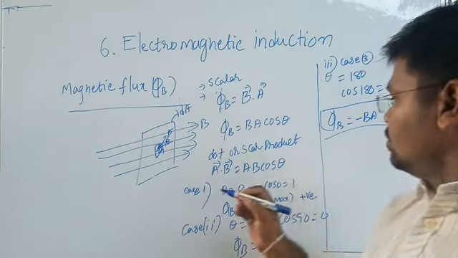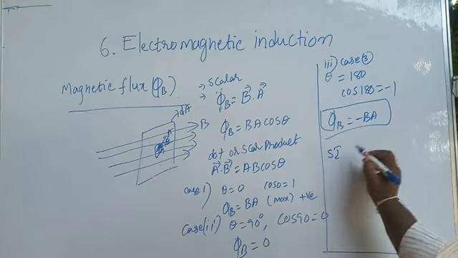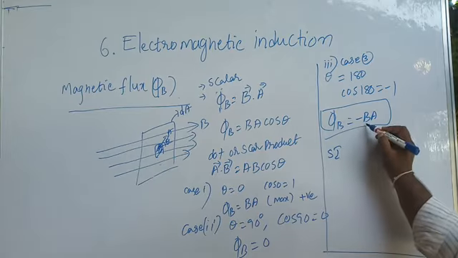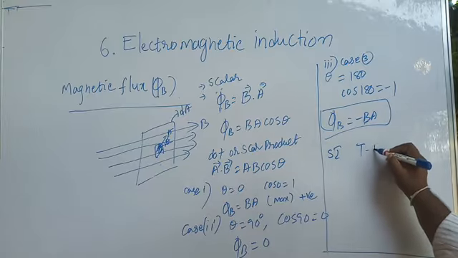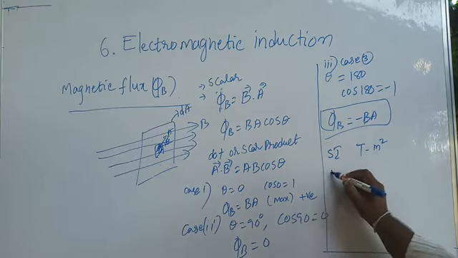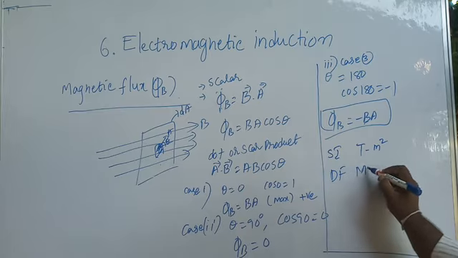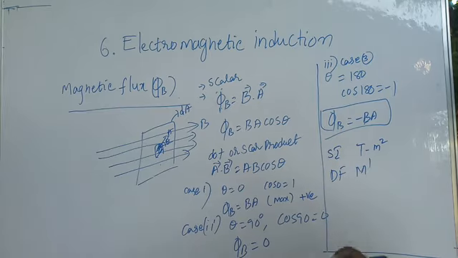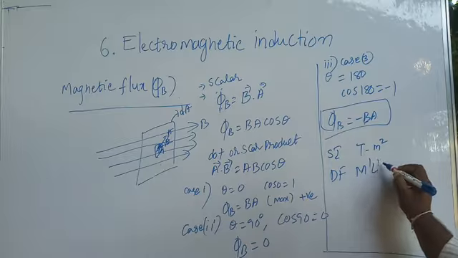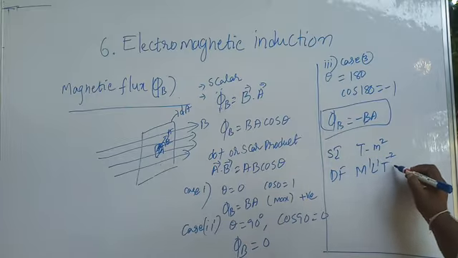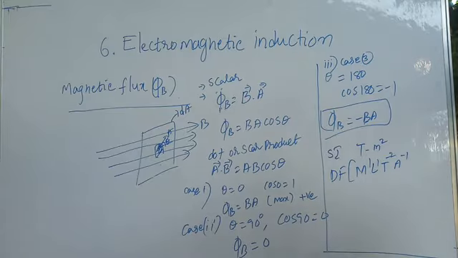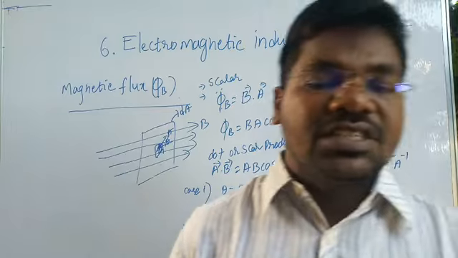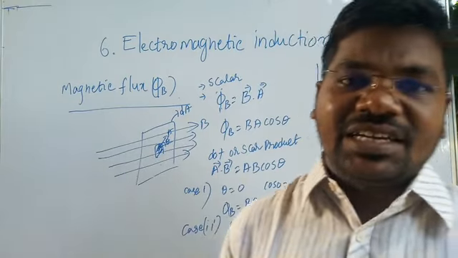Coming to SI units: magnetic induction is in tesla, and area is in meter squared. The dimension formula is M power 1, L power 2, T power minus 2, A power minus 1. So this is about magnetic flux.